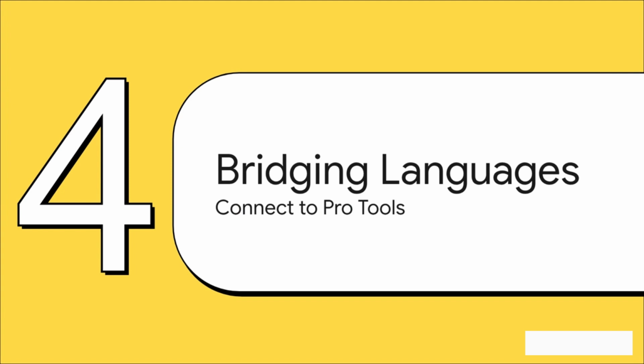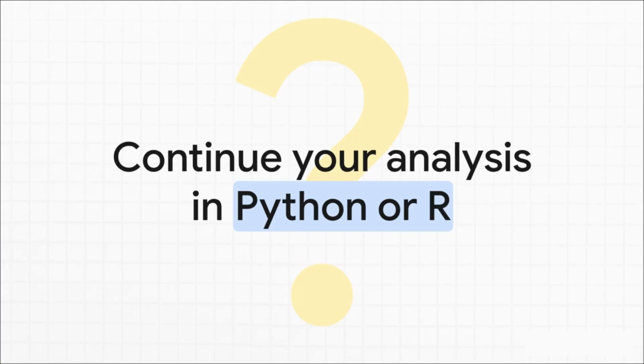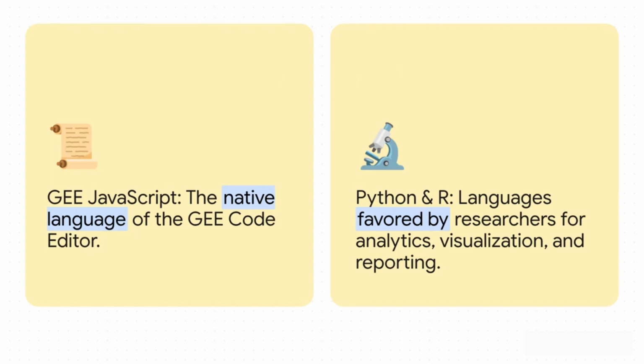So we've seen how it helps beginners and non-English speakers. But what about the professionals, the researchers who already have their own ways of doing things? Well, the tool builds a bridge for them too. This is a super important question for any serious data scientist. GEE is fantastic for that initial heavy-duty processing, but you almost always want to bring your data into a language like Python or R for more advanced stats or custom charts, or to mix it with other data. Well, the solution is unbelievably seamless.